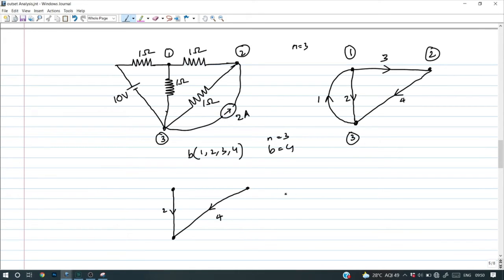The branches of a tree are known as twigs. So what are the twigs? Twigs are 2 and 4. So we took this tree.